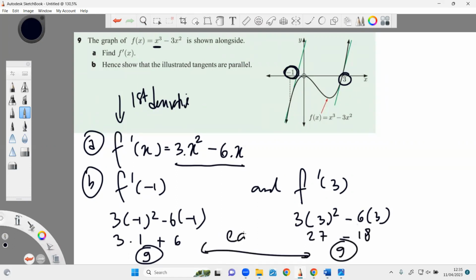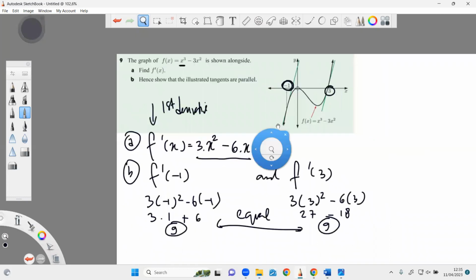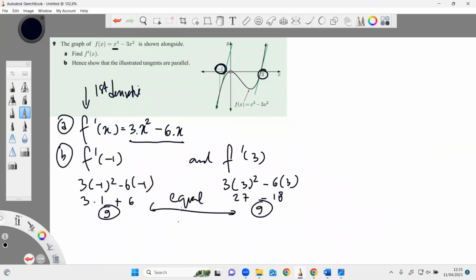So it is proven. You have to understand that when the gradient is equal, it means that it is parallel. It's proven, so we are finished for the previous part A.